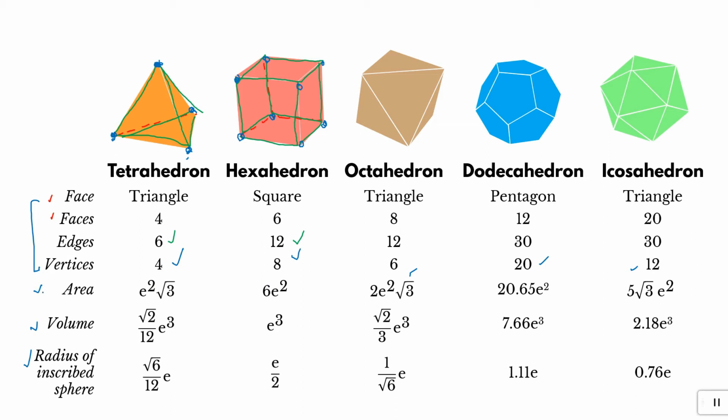But take note class, this area means the total area of all the faces of that figure. So for the tetrahedron, don't we have four triangle faces? When you add the areas of these four triangle faces, what is the total? That gives you the formula. And the same here: for the hexahedron, if I add the six square faces of this figure, what is the total area? That is your formula. But you don't have to memorize these area formulas, because you can derive them.